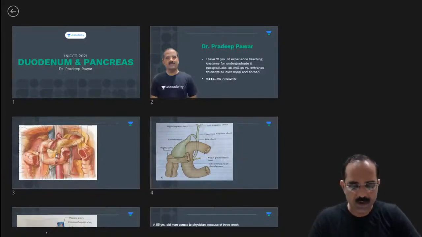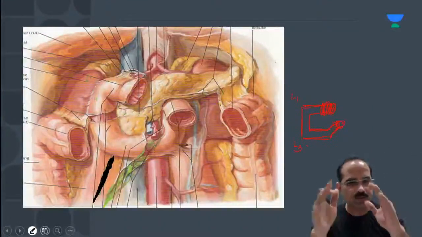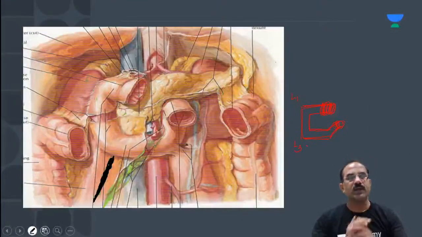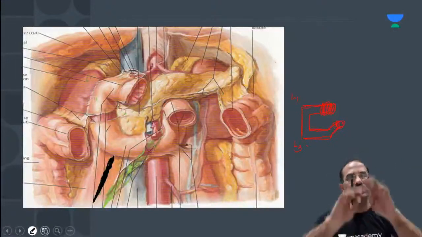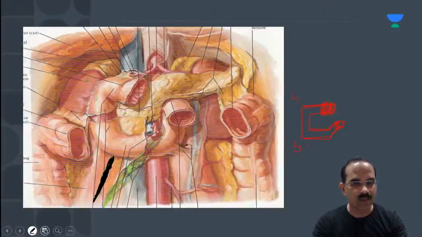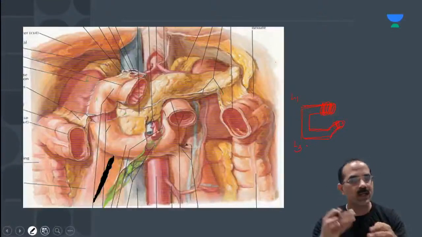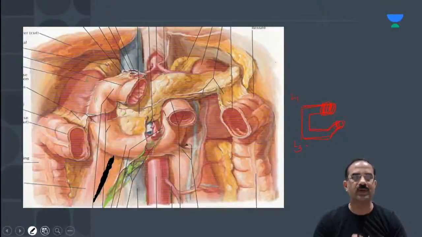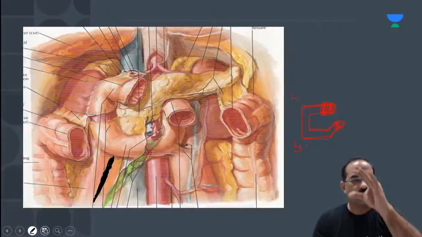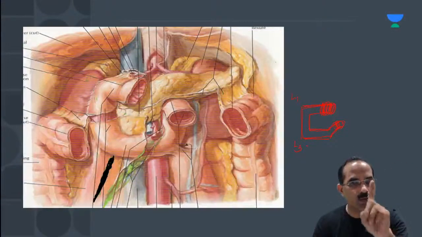Let me finish this. So now, the first part of the duodenum. Once again, I'll just quickly go through it. The length of the duodenum is 25 centimeters. That's 10 inches. The entire duodenum is retroperitoneal except a small area of the first part and a small area of the fourth part, which is intraperitoneal. So starting with the first part, the length is 5 centimeters, related to the L1 vertebra.